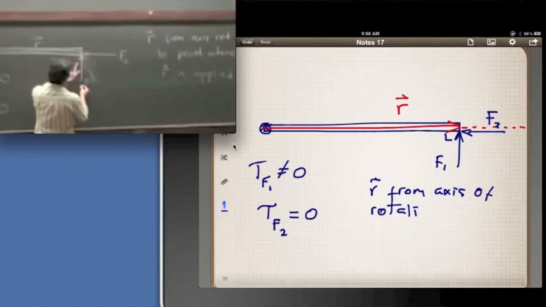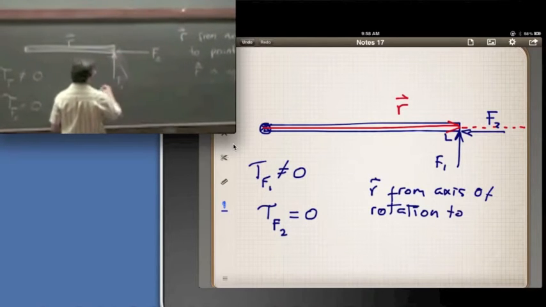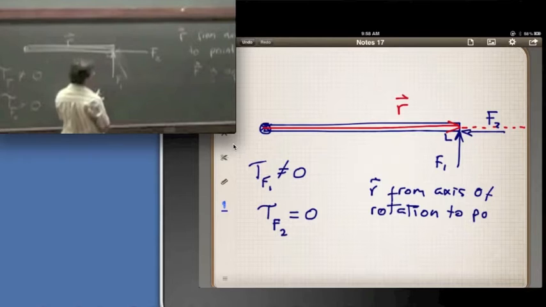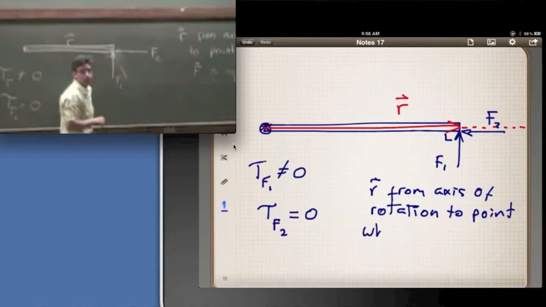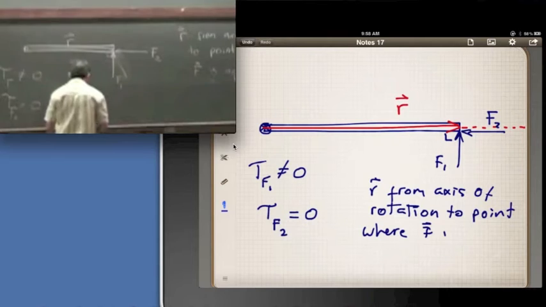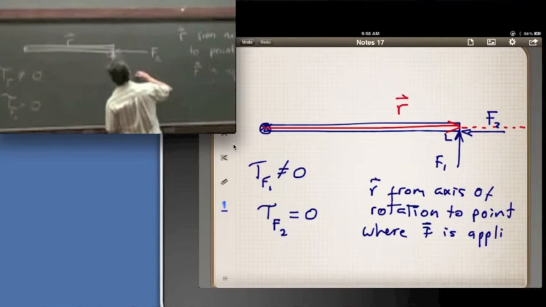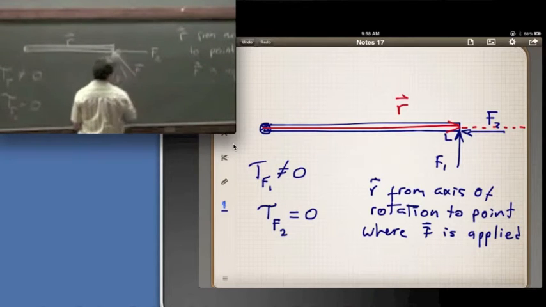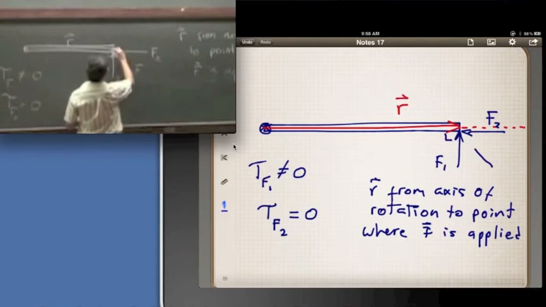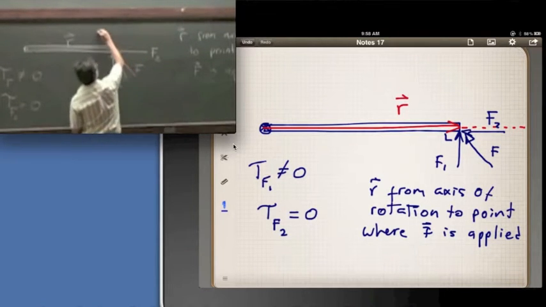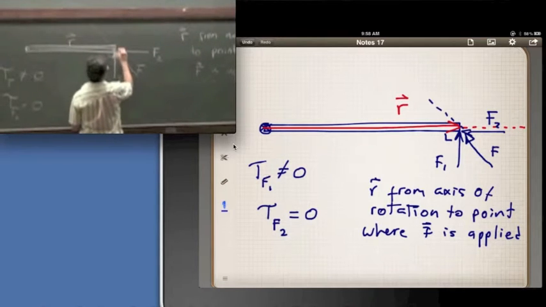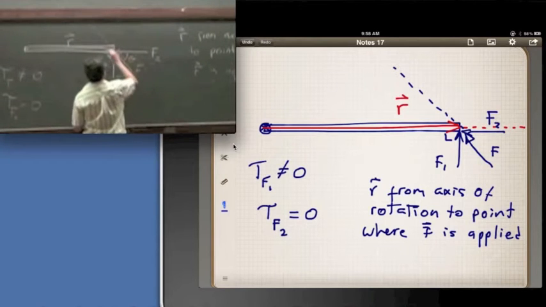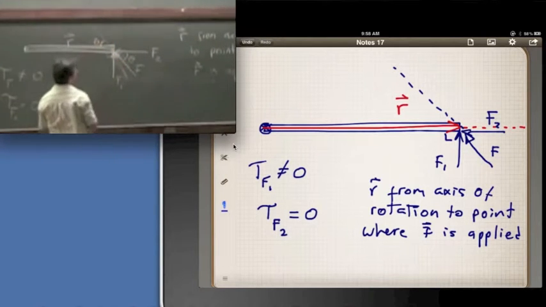Then you can talk about the angle between the force and r. In this case, that angle is 90 degrees. In this case, that angle is 180. So in general, let's say that you have a force acting at an angle like this, we'll measure the angle between the vector r and the force. And this angle, I'm going to call it theta, is the same as this angle theta over here.